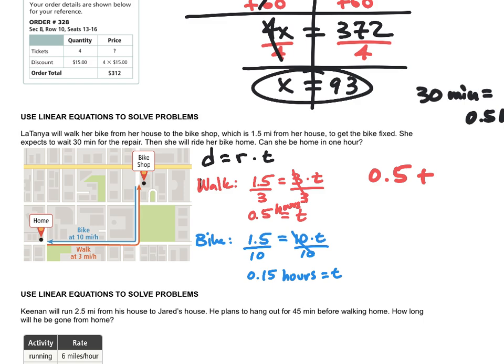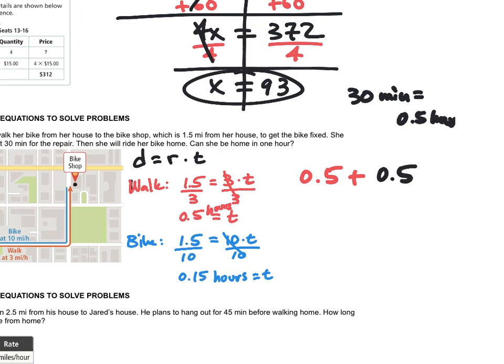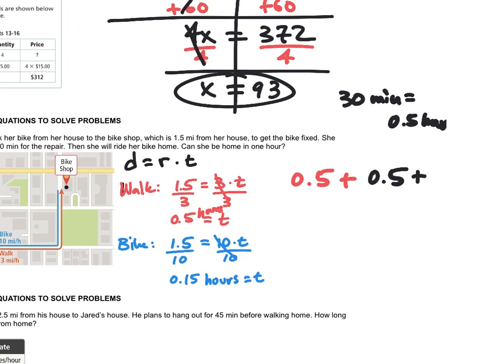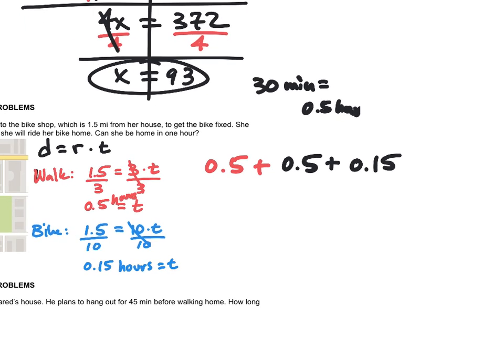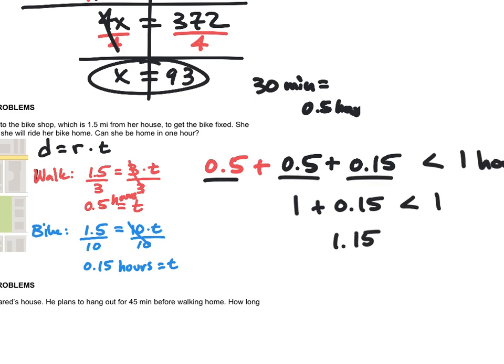So if I take 0.5 plus another 0.5 plus another 0.15, is that going to be less than 1 hour? Okay, and these are hours. So now if I take 0.5 plus 0.5, that's 1 plus 0.15. Is that less than 1 hour? And we get 1.15. Is that less than 1? So the answer to that question is no. All right, this is false.